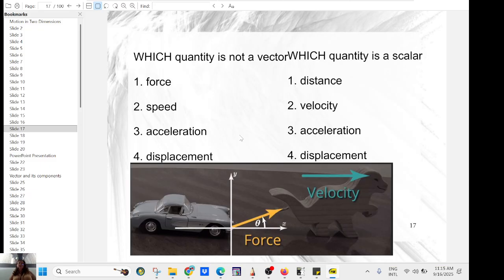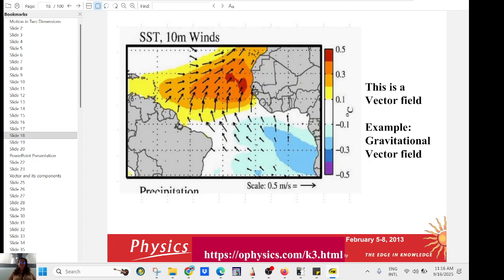Easy: which quantity is a scalar, not a vector? Is a force a scalar or a vector? A vector, okay? And speed, scalar, very good. Acceleration, a vector, very good. Displacement is a vector, right? Distance is a scalar. Velocity is a vector, very good. We already said that.